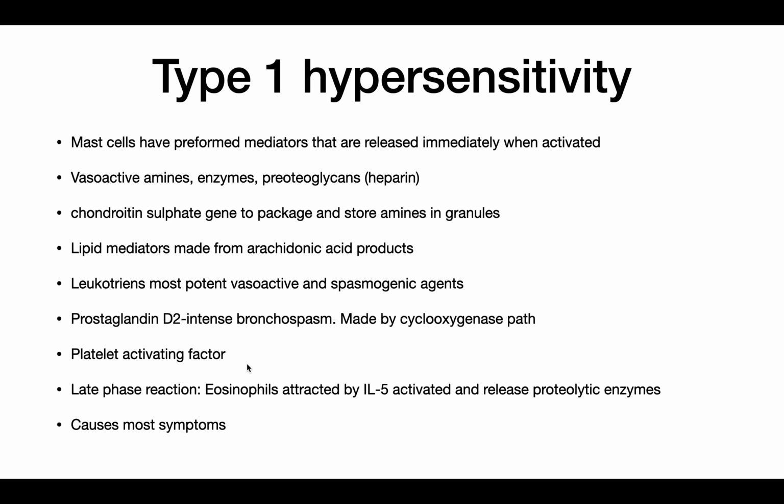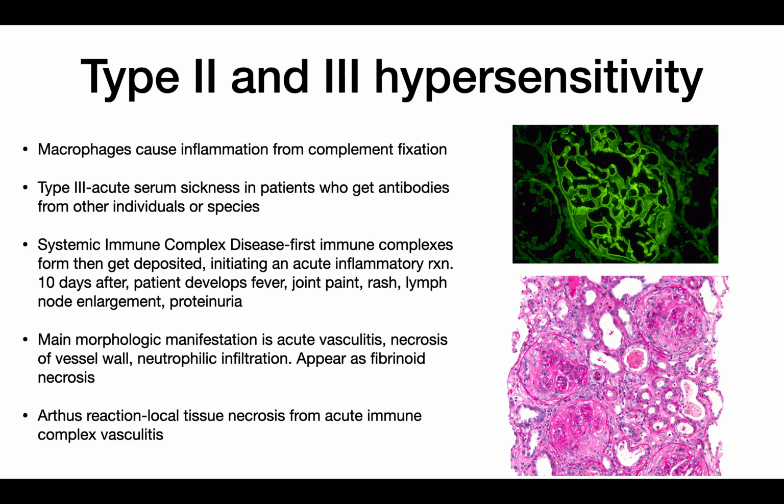So that's on the immediate phase, right? In the late phase, eosinophils are going to be now attracted by the interleukin 5, and those are going to be activated, and those will release the proteolytic enzymes. So these are going to cause the major symptoms. Like this is the beginning. This is going to cause most of the symptoms.